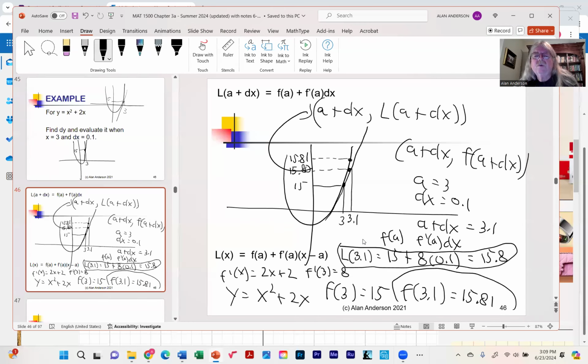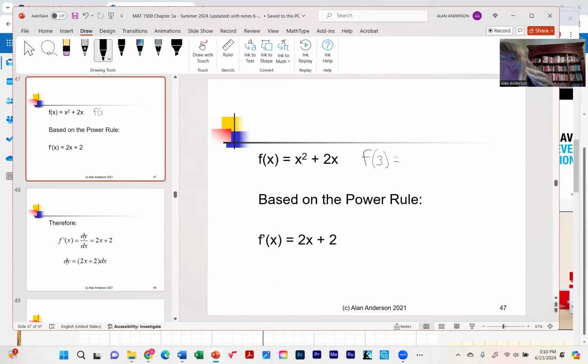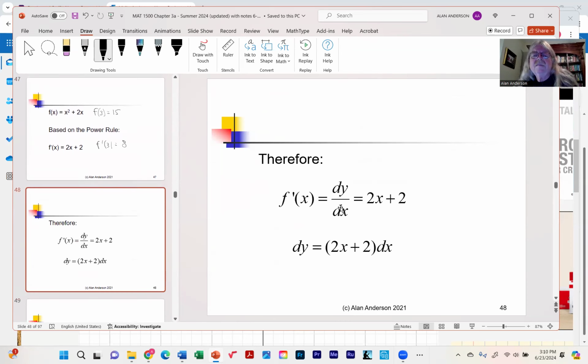And therefore, because dx is 0.1, what we're going to do is approach this slightly differently with these differentials. Remember that f prime of x can be written as dy/dx. So therefore, dy is 2x plus 2 times dx. And remember, dx is the change from a to a plus dx.